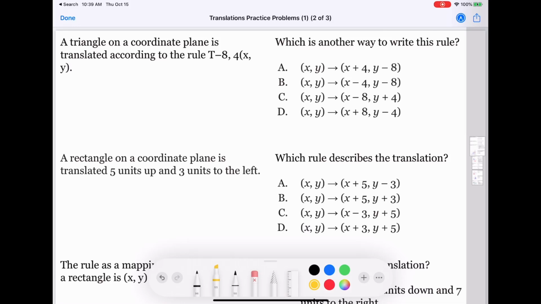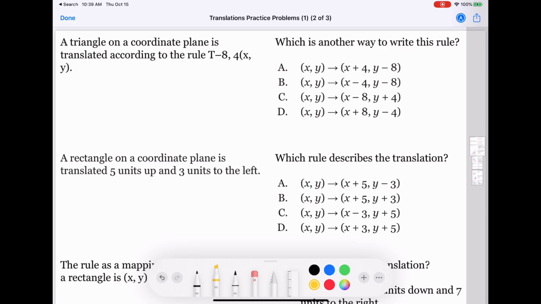I'm going to go ahead and review a couple of translation practice problems. These are not the same practice problems that I have given you, but I'm hoping that these practice problems that I am about to review will help you get a jump start on those independent practice problems. Let's look at the first question.